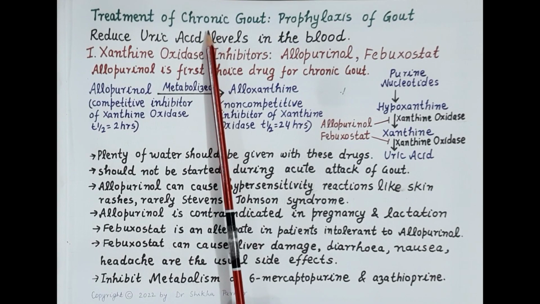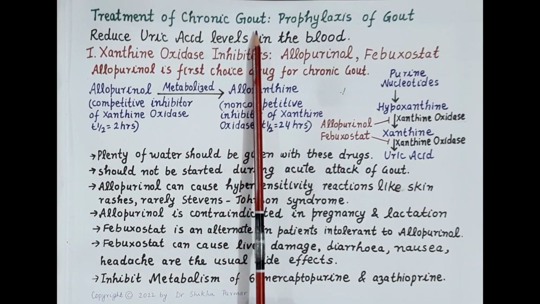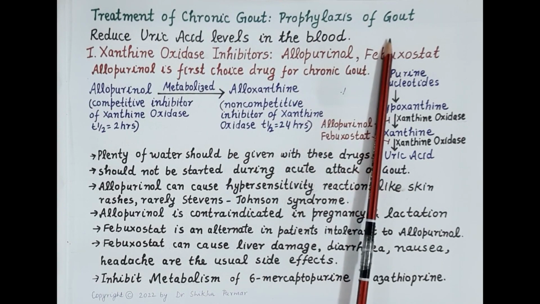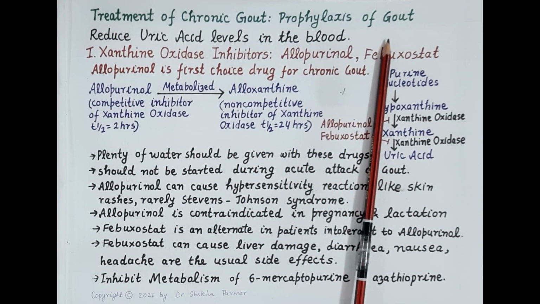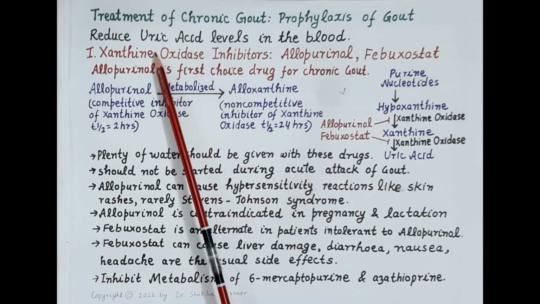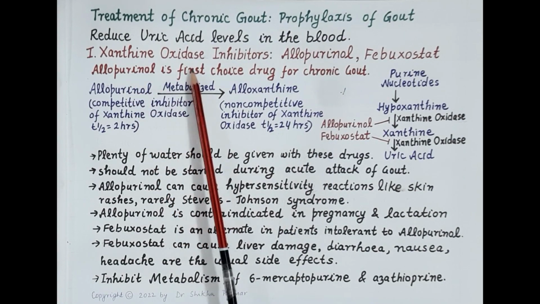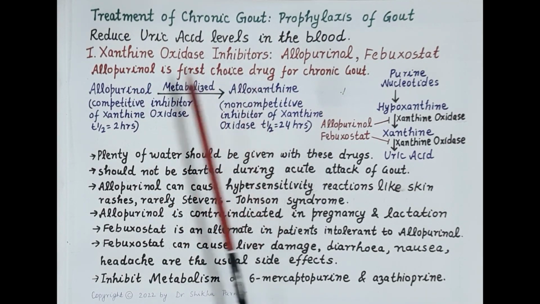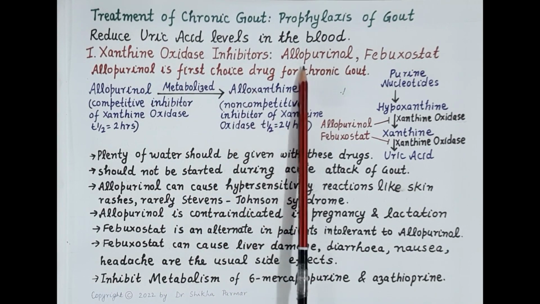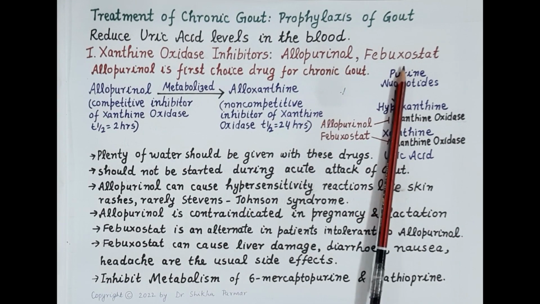After treatment of acute gout attacks, let's discuss treatment of chronic gout, that is prophylaxis of gout, or how to prevent gout. Now gout is caused because of hyperuricemia. So these drugs reduce uric acid level in the blood. Now first category of drugs that reduce hyperuricemia are xanthine oxidase inhibitors. Xanthine oxidase inhibitors, for example allopurinol, febuxostat.